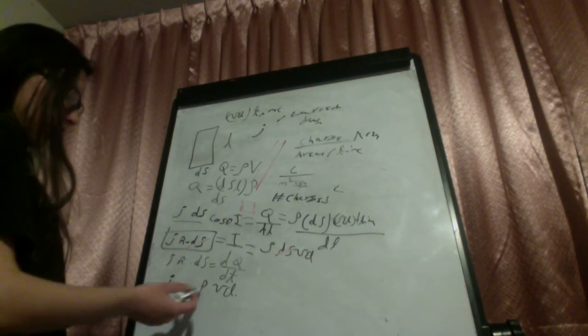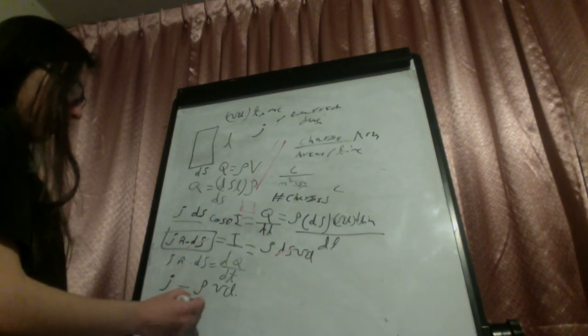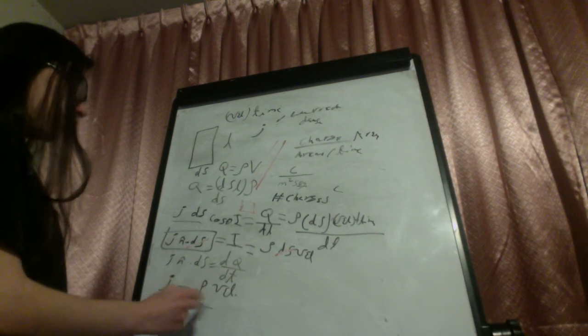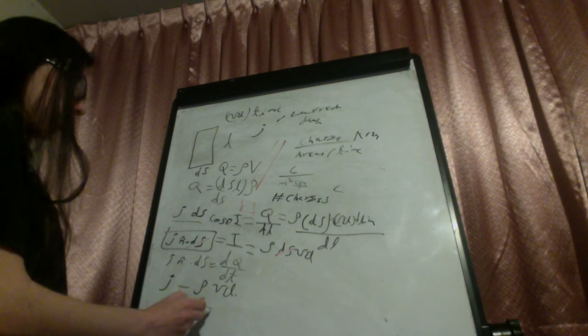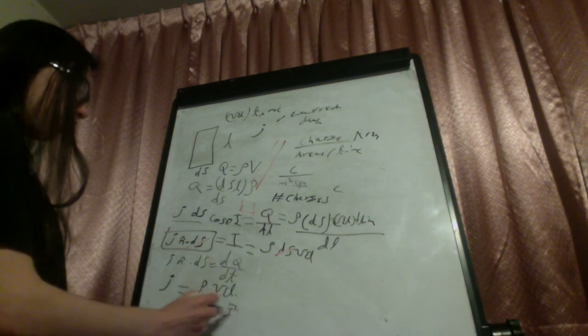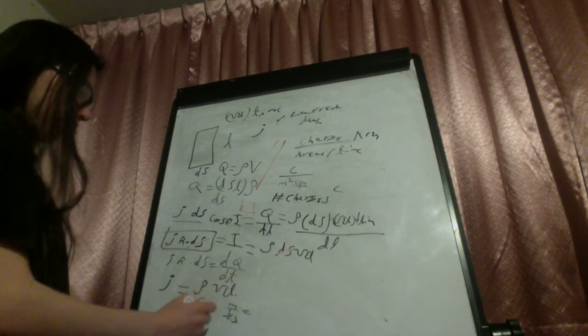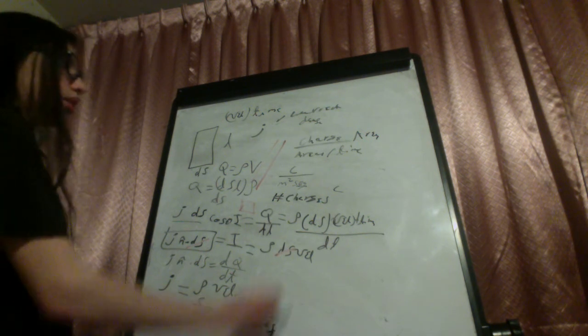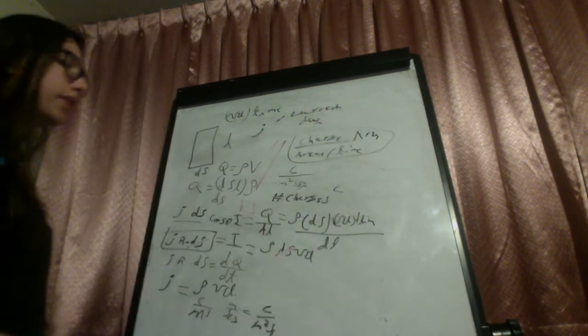Let's check the units. Here we have charges that are coulombs per cubic meter, and here we have meters per second. So the units are again coulombs per square meter per second. These are the units of our current density vector.